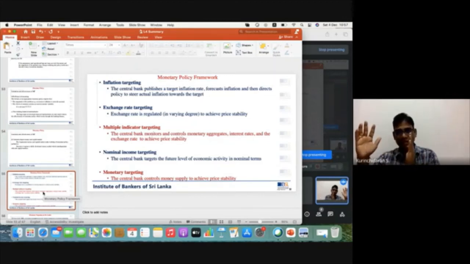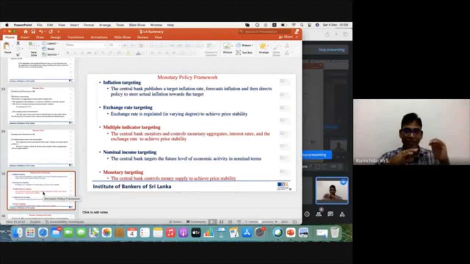You never let it go away or change. You do the monetary policy according to that. Or some countries can have multiple indicator targeting. They will say, okay, interest rate should be this level, exchange rate should be this level, or monetary aggregates or money supply should be this level. So they fix it together.